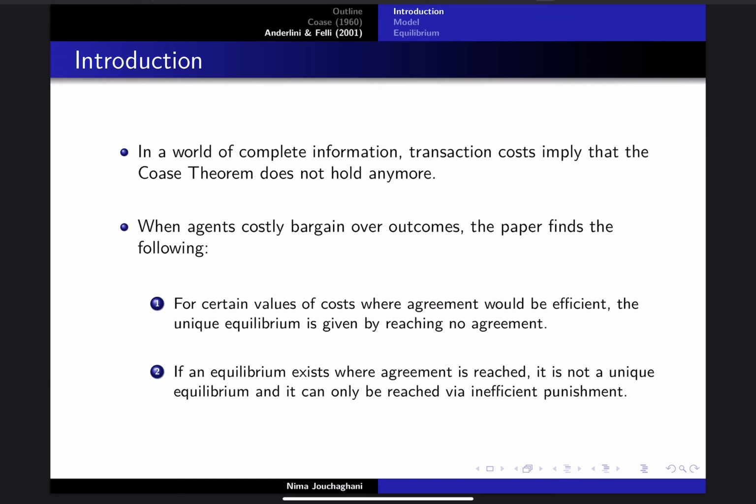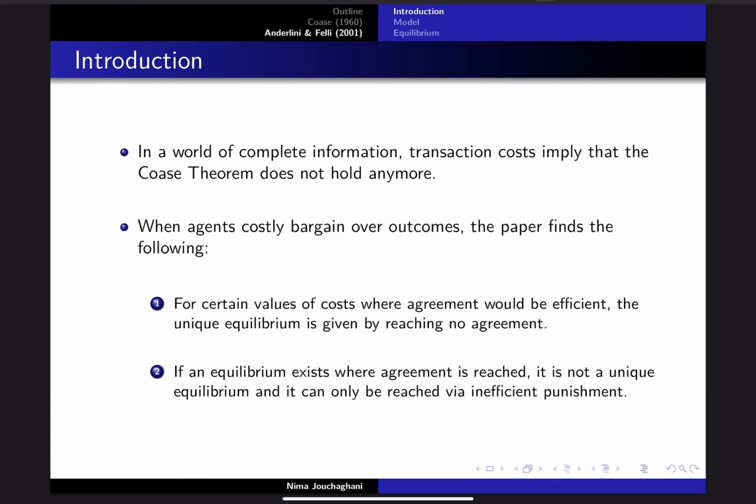In their paper, they start with the statement that if you have a world of complete information, so we are abstracting from a situation with incomplete information, then transaction costs imply that the Coase theorem does not hold anymore, at least in the model that they're considering. Basically what they find is that if agents costly bargain over outcomes, so there is some pie and they are bargaining over how high the share of the pie is for each of the participants, the following holds.